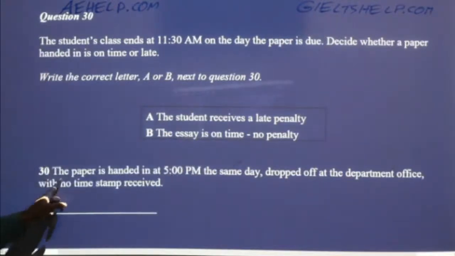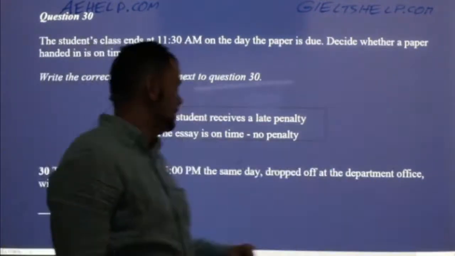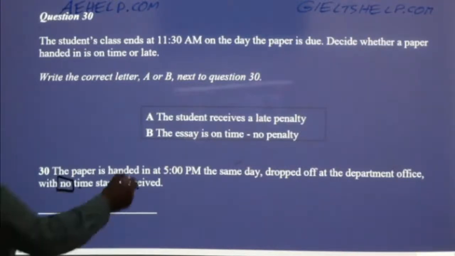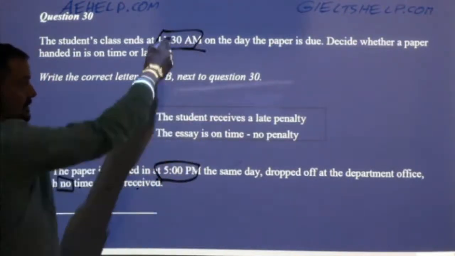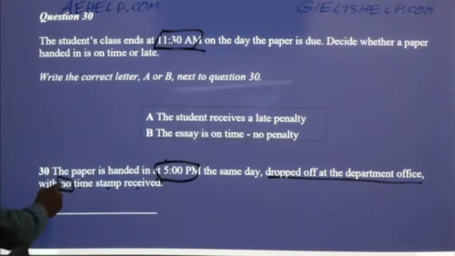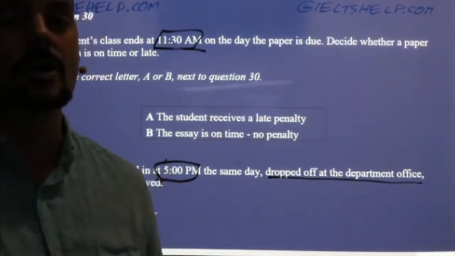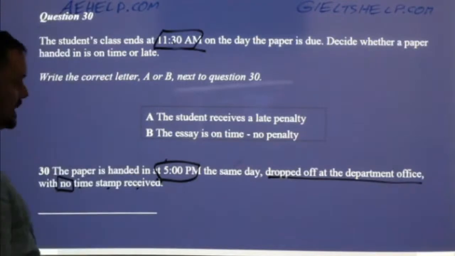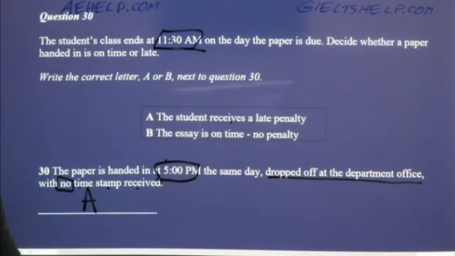Okay. The paper is handed in at 5 p.m. the same day, dropped off at the department office with no timestamp received. Okay. So class ends at 11:30. The paper's handed in at 5, so it's 5.5 hours later at the office with no timestamp. The professor clearly says, make sure to get a stamp so I know that it's handed in on time and so you don't get a late penalty. That means no stamp, you get a late penalty. Okay? So the correct answer is A.